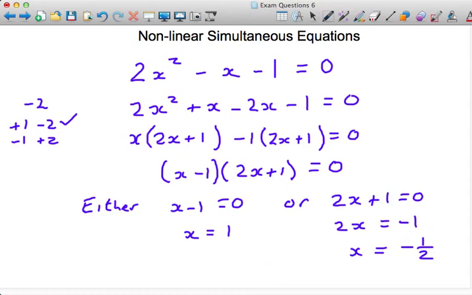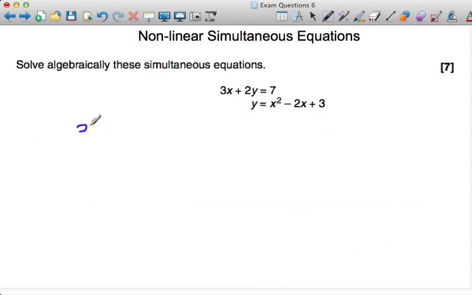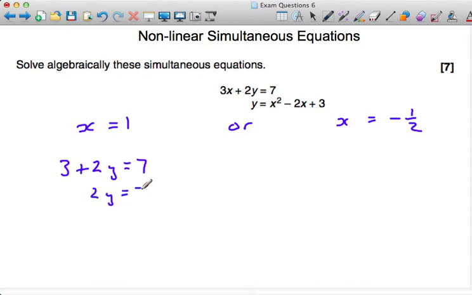But that's not the end of the problem because we've only found the x coordinates. So we've got x equals 1 or x equals minus a half. We now need to find the y coordinates, and we do that by substituting for x in one of these two equations. The top one will be the easiest because there's no x squared term. So I'm going to substitute for x in here. So 3 lots of 1 is 3 plus 2y is equal to 7. So 2y is 7 minus 3. 2y equals 4. So y equals 4 divided by 2, y equals 2.